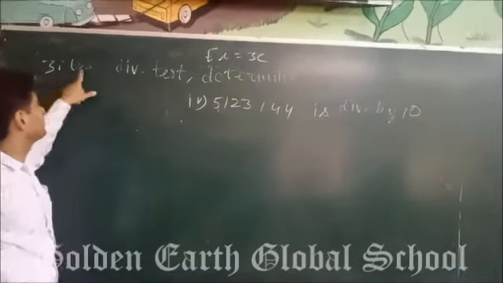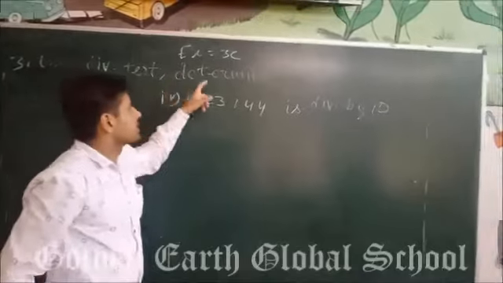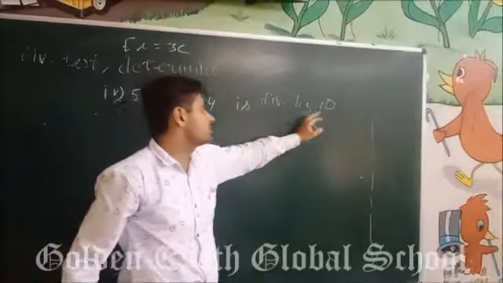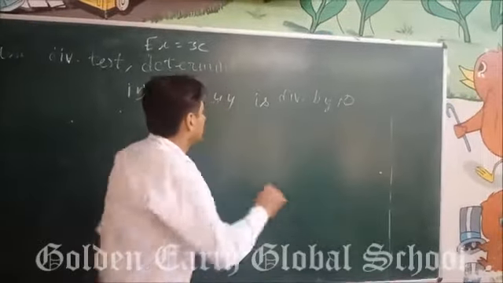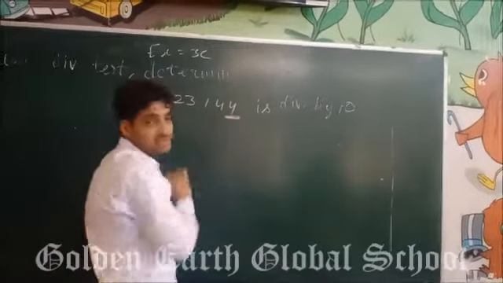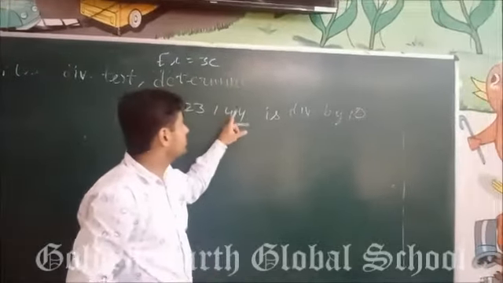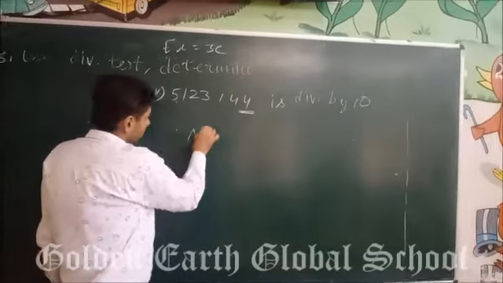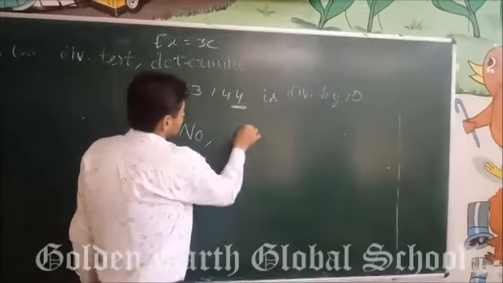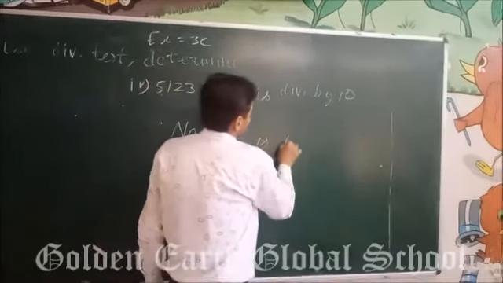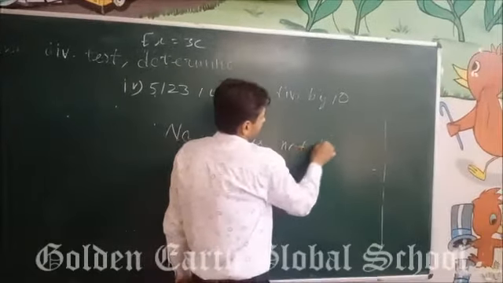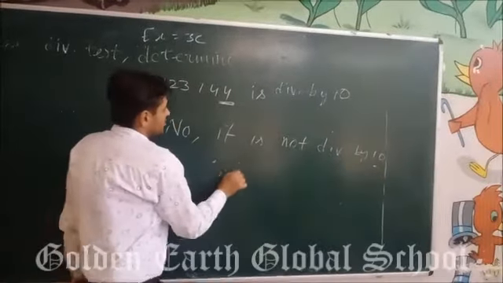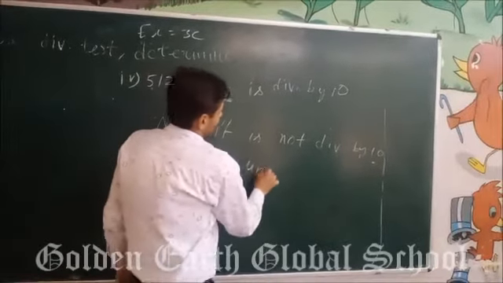Look at the third question. Use divisibility test to determine whether 5123144 is divisible by 10. Here also you look at the unit digit, which should be 0, but here it is 4. So it is not divisible by 10, because its unit digit is 4.